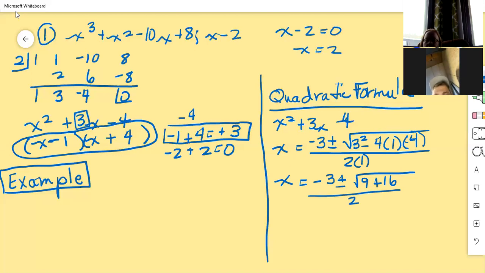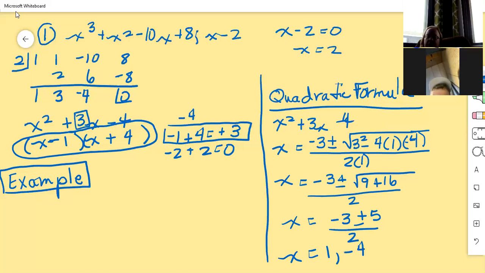Good job. And so we'll just work that out. This is going to be 25. Well, the square root of 25 is 5, so -3 plus or minus 5, all over 2. And then you just do the math. -3 plus 5 is 2, 2 over 2 is 1. And then you subtract and you get -4. But that's what x equals.